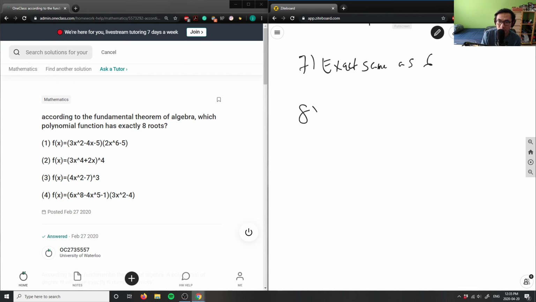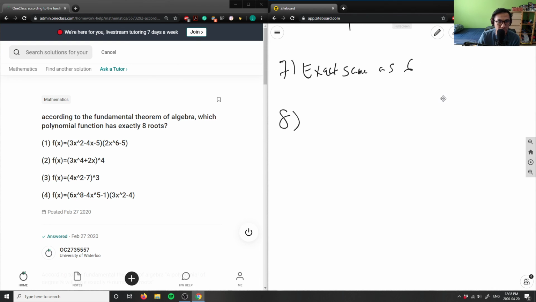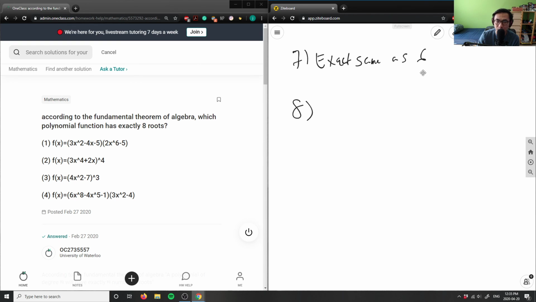So now we're doing question 8 here. It says, according to the fundamental theorem of algebra, which polynomial function has exactly 8 roots? So let's look at our functions. Let's look at number 1 here. The question is asking which function has 8 roots, right? So the polynomial has 8 roots.